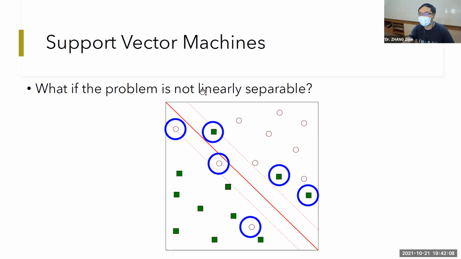So what if the problem is not linearly separable? How do we deal with it if the data are not linearly separable? Any ideas?